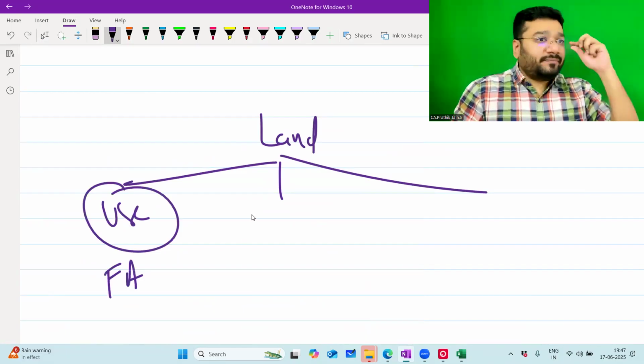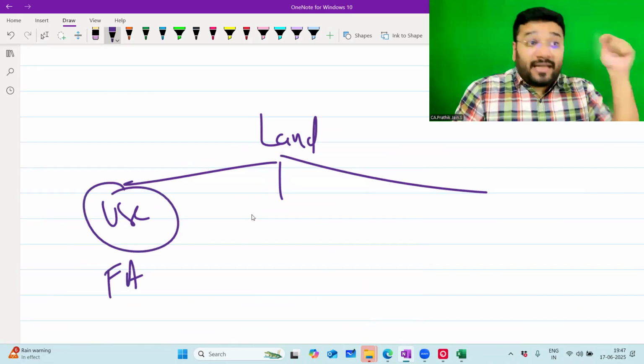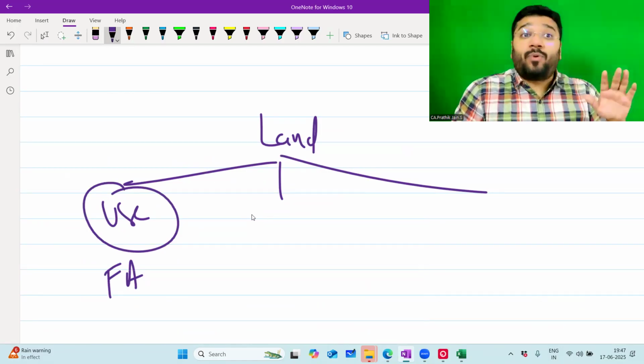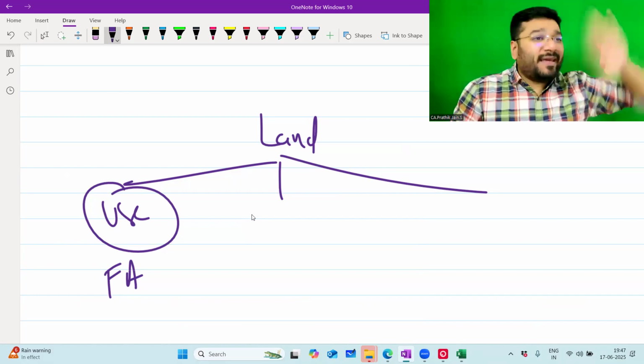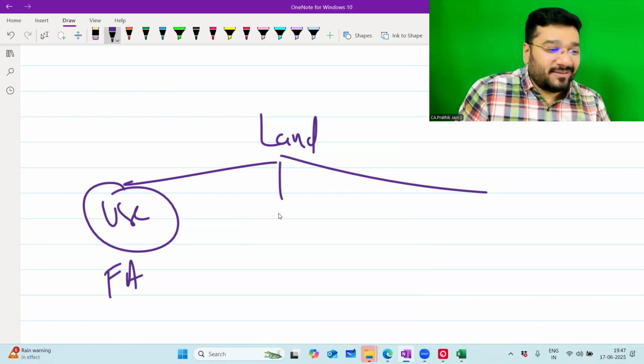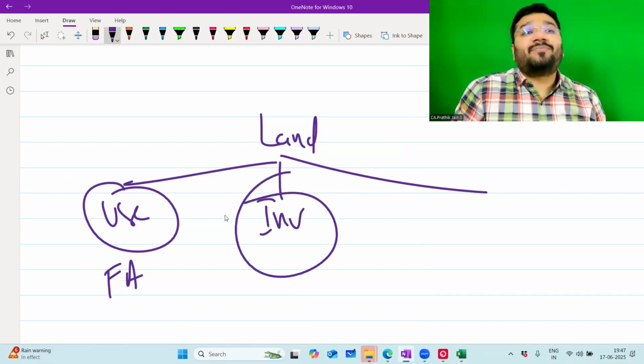If I buy land, not with the motive of constructing a building for the academy, but purely for investment purpose, which means what? I want to buy the land and after 4-5 years, not immediately, I want to sell it. That is called investment.